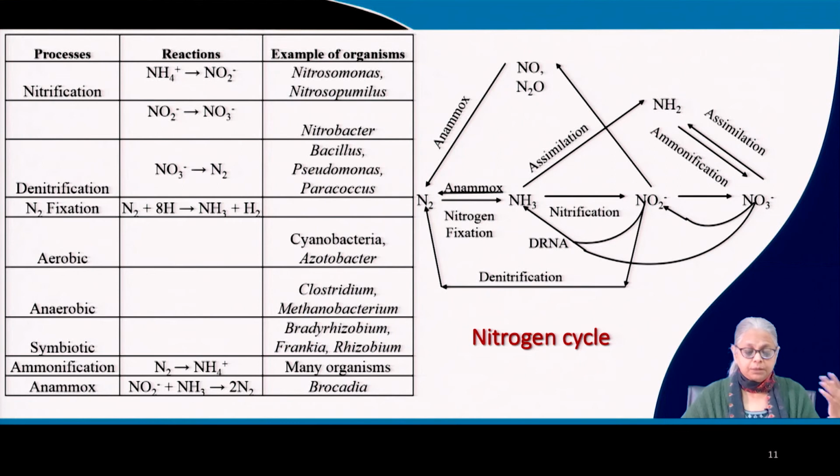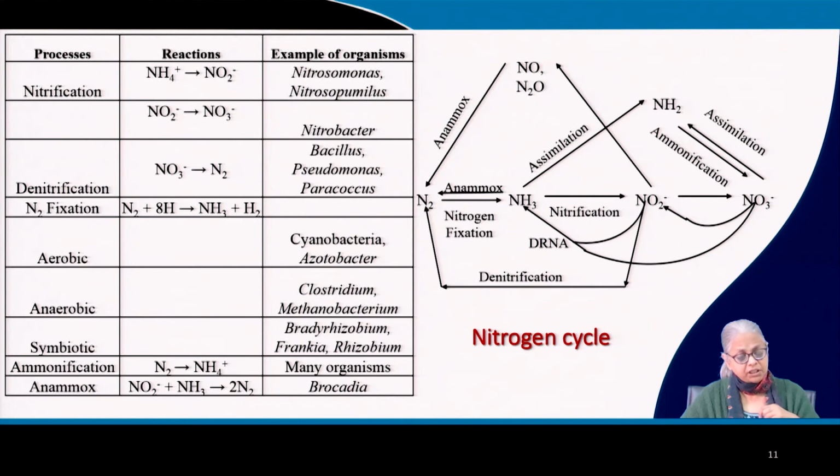Then we also have symbiotic organisms. So we have Rhizobium, Bradyrhizobium, Frankia. These are bacteria that colonize the roots of certain plants. They have a symbiotic relationship with these plants, especially leguminous plants, and that's why legumes are richer in nitrogen compared to other food crops. And that is because of this symbiotic relationship between the bacterial species and the plant.